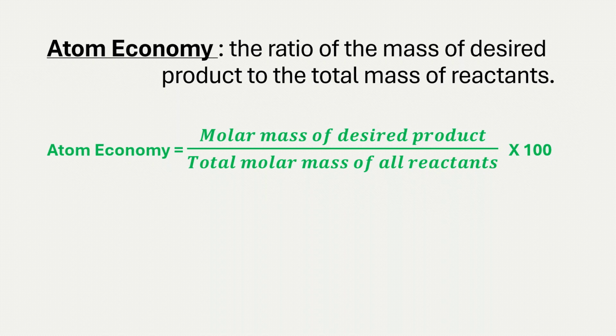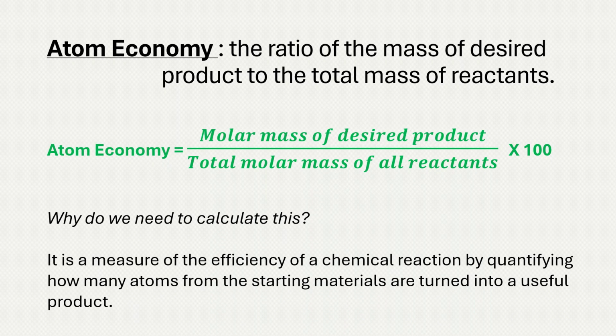So it's done by the ratio of the molar mass of the desirable product that you are trying to make over the total molar mass of every reactant, which is the raw material. And this determines the efficiency of the reaction and how to minimize the waste product.